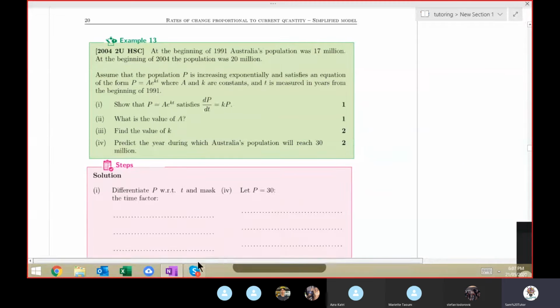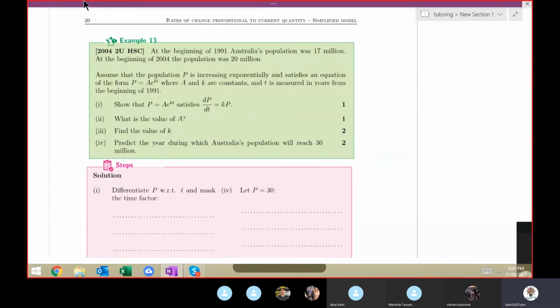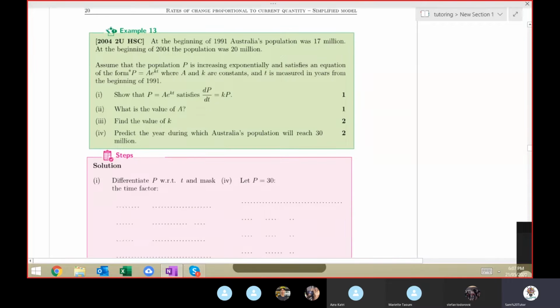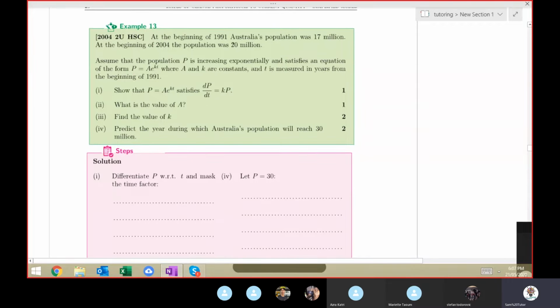Okay. Let's start with exponential growth and decay, and then we'll get to the rates of change questions that are numerical and algebraic instead of the modeled versions. So let's have a look at this one here. At the beginning of 1991, Australia's population was 17 million. At the beginning of 2004, the population was 20 million. So 1991, population was 17. 2004, the population was 20 million.